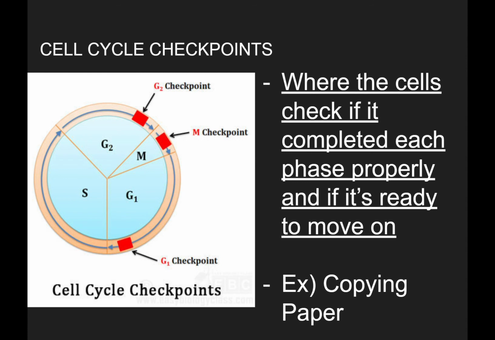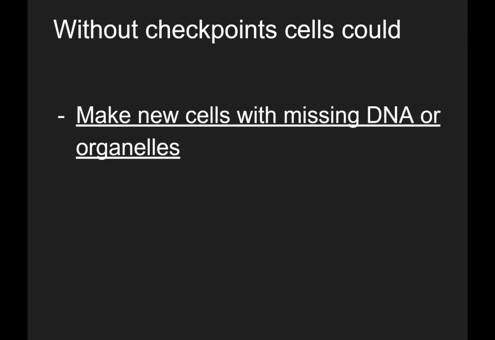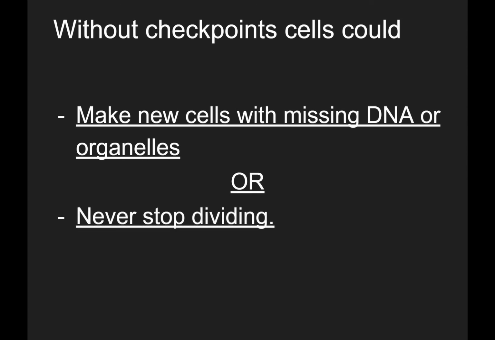And if these checkpoints don't work, that could actually create a whole different organism, a whole different virus, a whole different disease. So asexual reproduction is important in terms of how diseases evolve and how they continue to affect us, right? We'll talk more about this later. But if these checkpoints aren't there, then you have new diseases that could come about. Now, without checkpoints, like I said, they'll make new cells with missing DNA or organelles, or they'll never stop dividing.